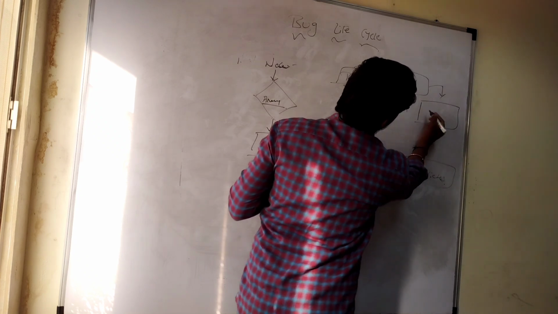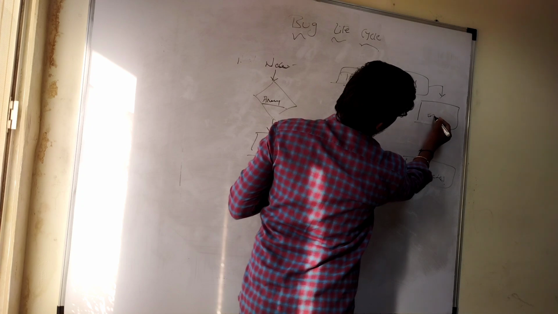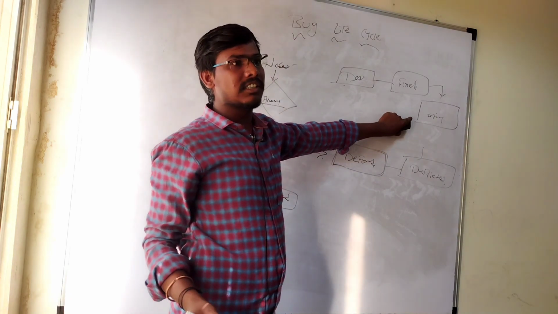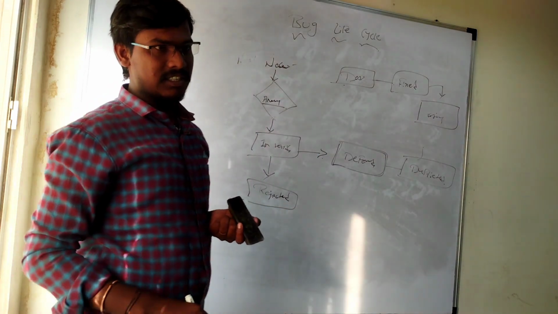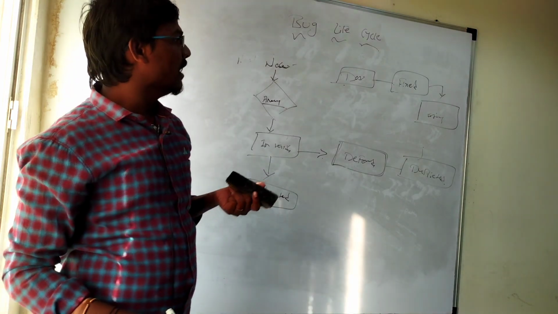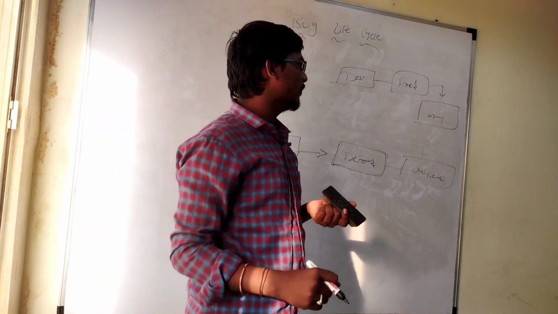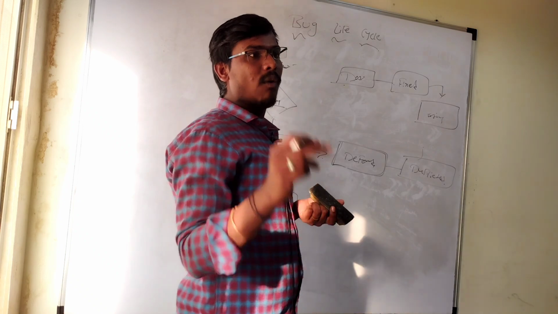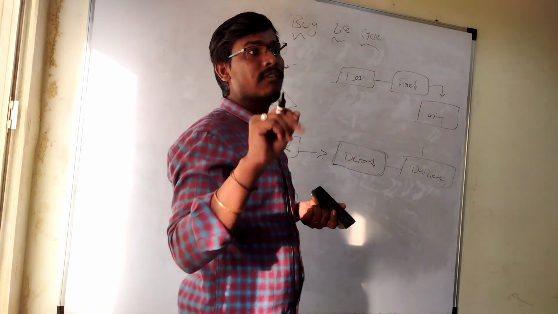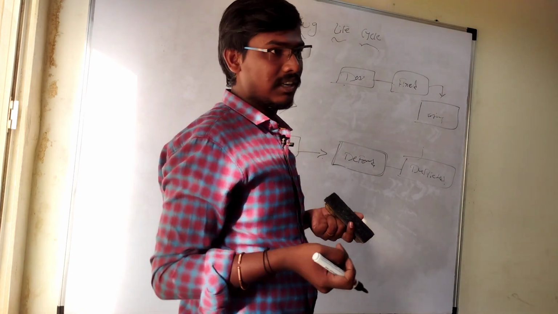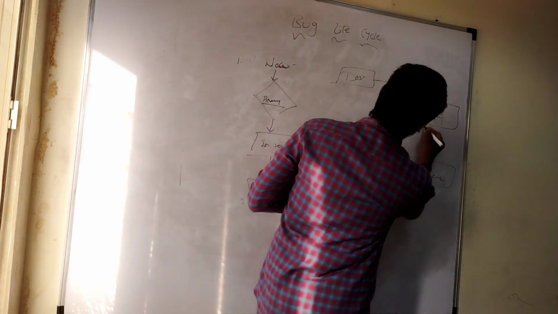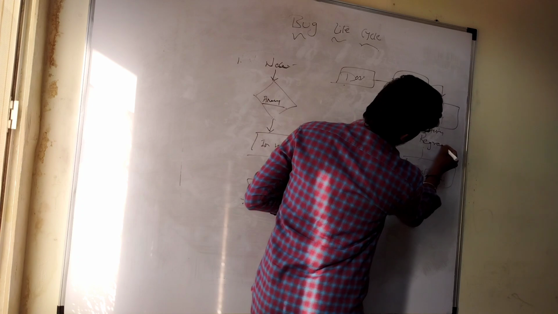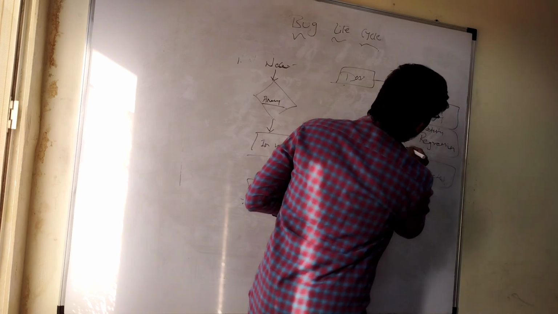Then the tester starts the testing. In this testing, two kinds of testing are done: first retesting and then regression testing. In retesting, the defective functionality is checked again and again. Regression testing is checking all the functionality along with the defective functionality. Both retesting and regression testing are done by the tester side.